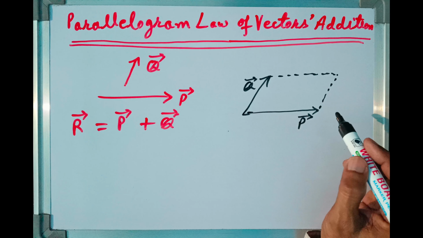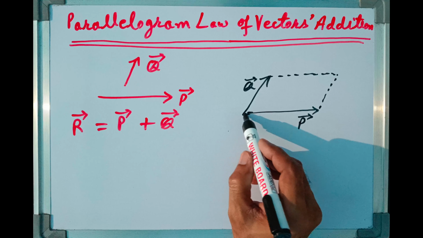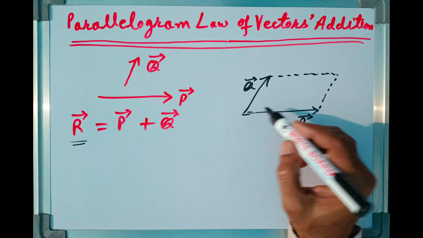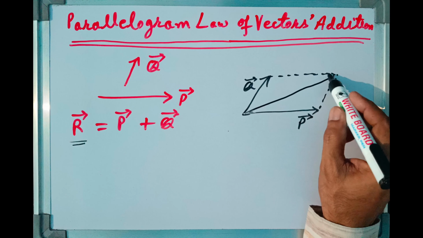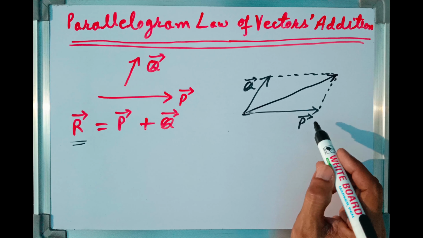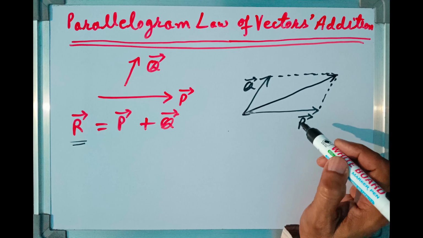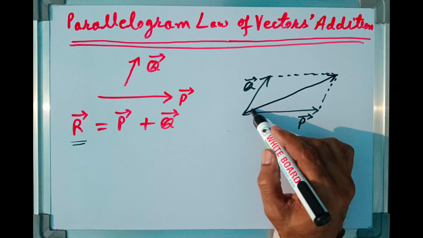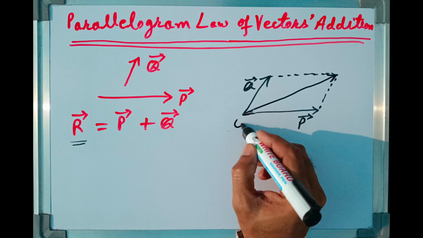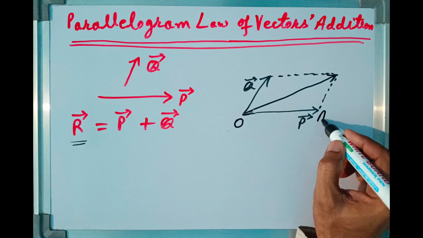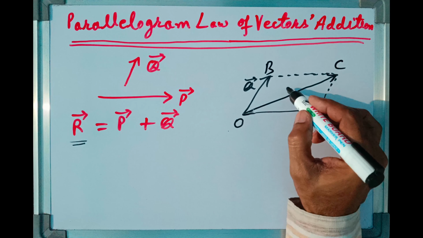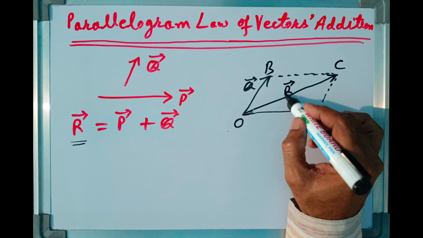This parallelogram law says if two vectors can be represented by two sides of a parallelogram, then their resultant R vector is represented by the diagonal of the parallelogram passing through the common point of intersection of the two vectors. Because the parallelogram has two diagonals, we have to take the diagonal which is passing through the common initial point of the two vectors. Let me call this point O, this point A, this point B, and this is C. And this diagonal represents the resultant vector.